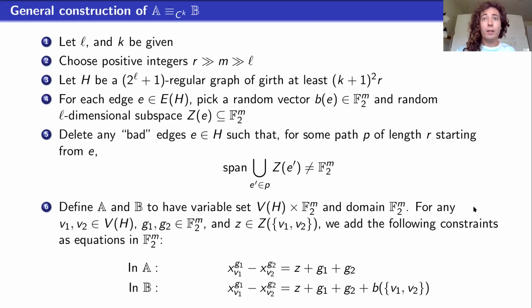And then here are the constraints for any adjacent vertices and any two vectors in this vector space, and any Z in the subspace between those two vertices that is associated to that edge. We add the following constraints. Here are the constraints we add in A, here are the constraints we add in B, and these are equations in the vector space F2^M. Notice they only differ by this random vector, and this is what causes the B instance to be less satisfiable. You can check that these are indeed unique games constraints, because if I fix the value for one of these variables, there is a unique value of the other variable that will satisfy this equation. And that's just by linear algebra.